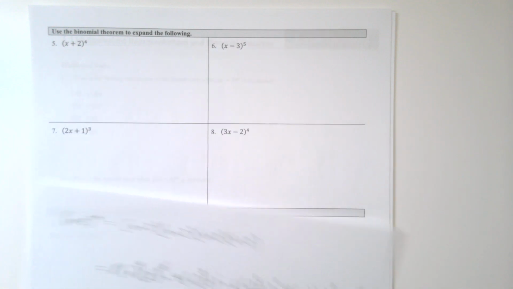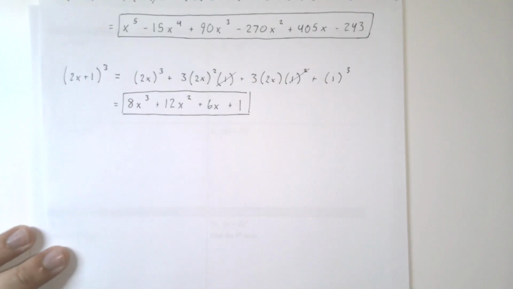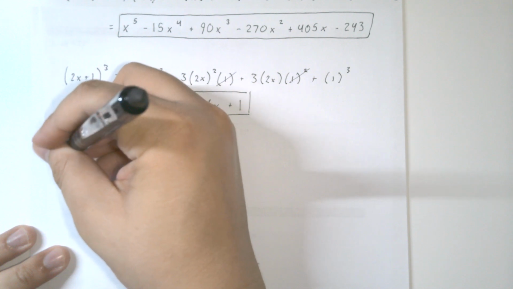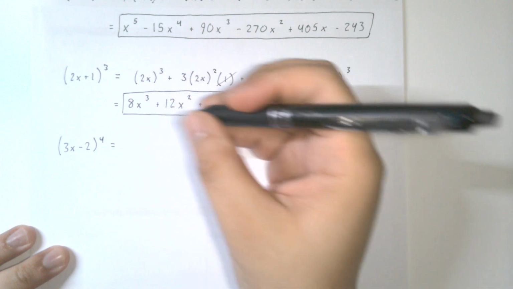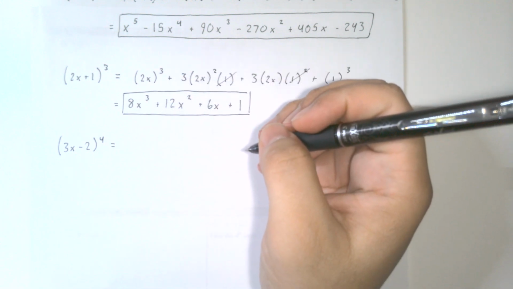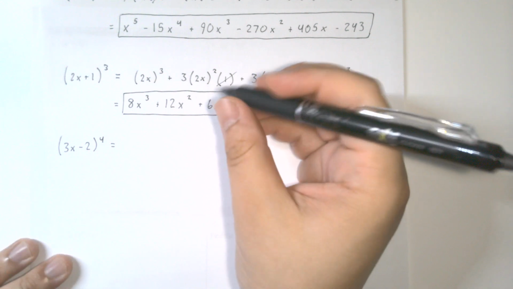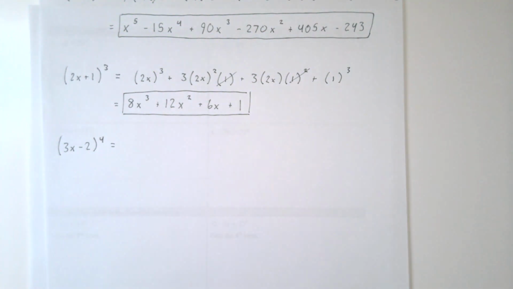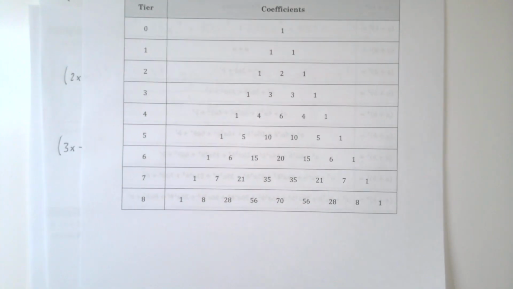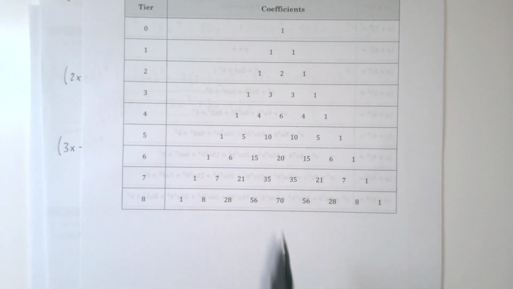Next one we have is 3x minus 2 to the 4th. Again, let's see if we can write that without writing out all of the unnecessary information. So our first term, first we need to identify what our coefficients are going to be. So for the 4th tier, we have 1, 4, 6, 4, and 1.